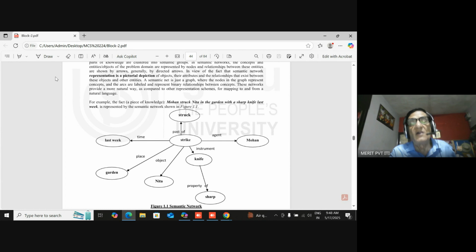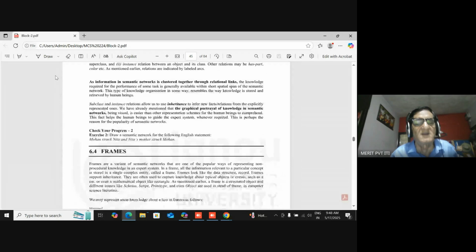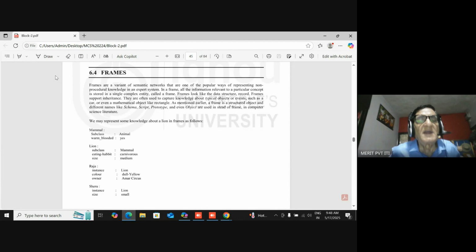So all are covered in this. This is: Mohan struck Nita in the garden with a sharp knife last week. It is represented in the semantic network shown in this figure. So these are the semantic networks. Now, frames. Frames are a variant of semantic network.